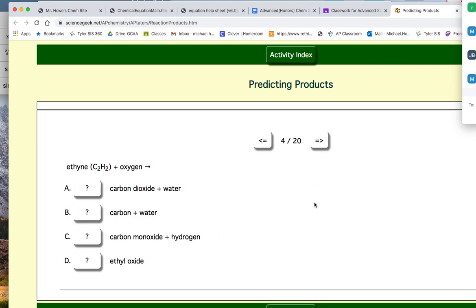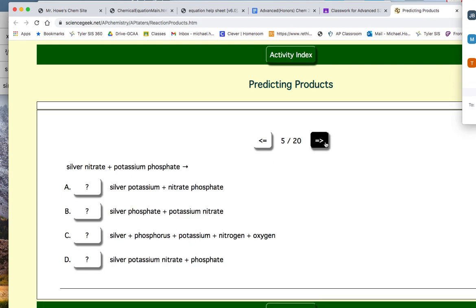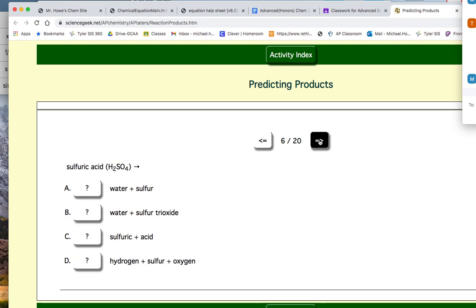How about this one? Combustion's right, you guys. That's good. Combustion, because you're combining with oxygen and it is a hydrocarbon. No big deal if you spell it wrong. All right, how about this one? Double replacement? Yep, that's a double, because you got the same situation we had a minute ago. How about this one?